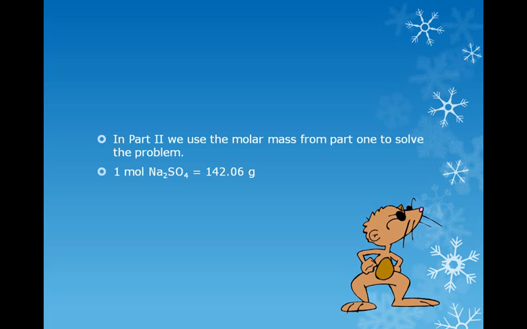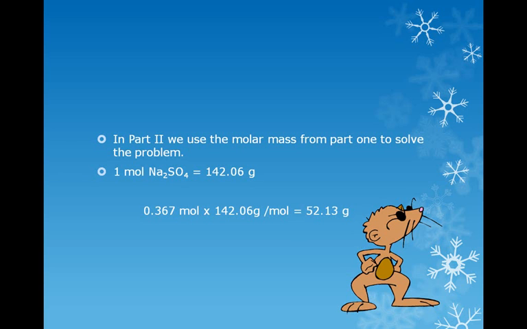So if 1 mole has a mass of 142.06 grams, then 0.367 moles must have a mass that is 0.367 times the mass of 1 mole of Na2SO4. So we take the 0.367 moles, we multiply it times the mass of 1 mole, which is 142.06 grams per mole. We get 52.13 grams of Na2SO4.